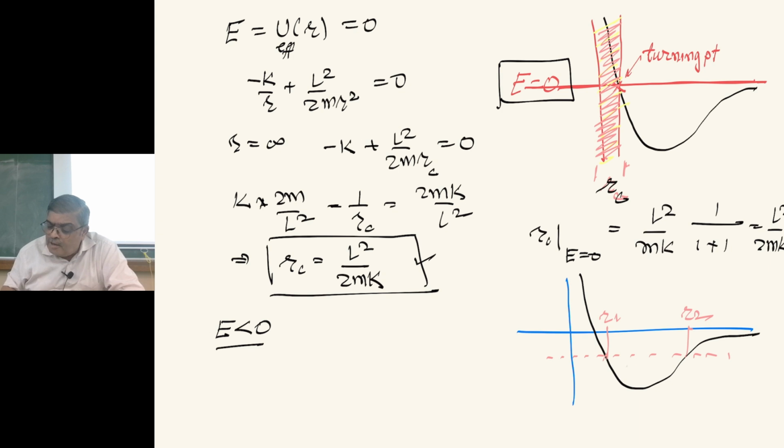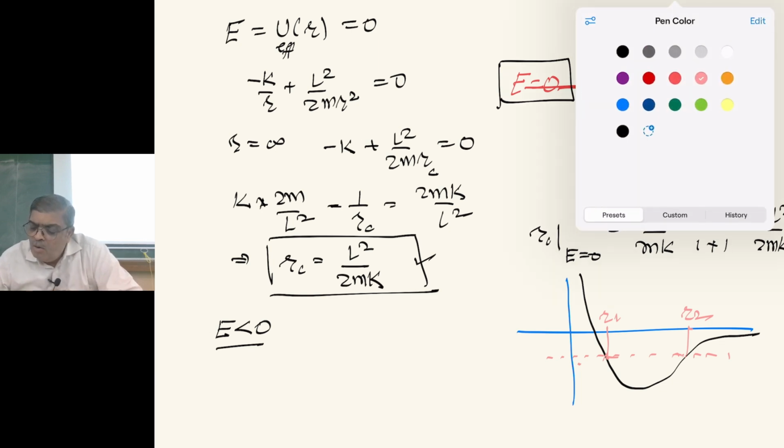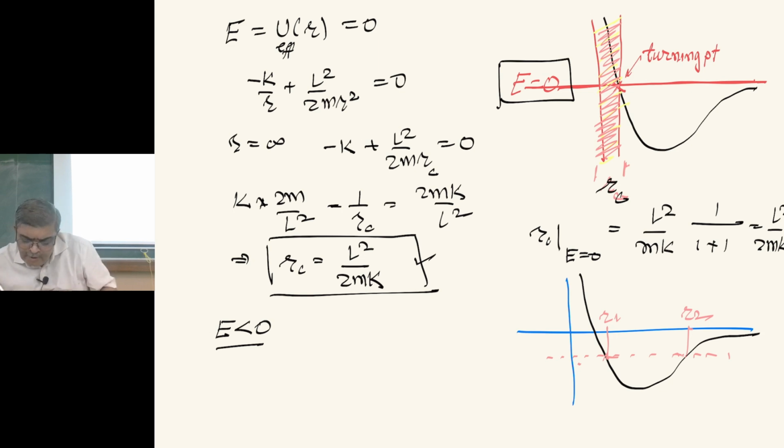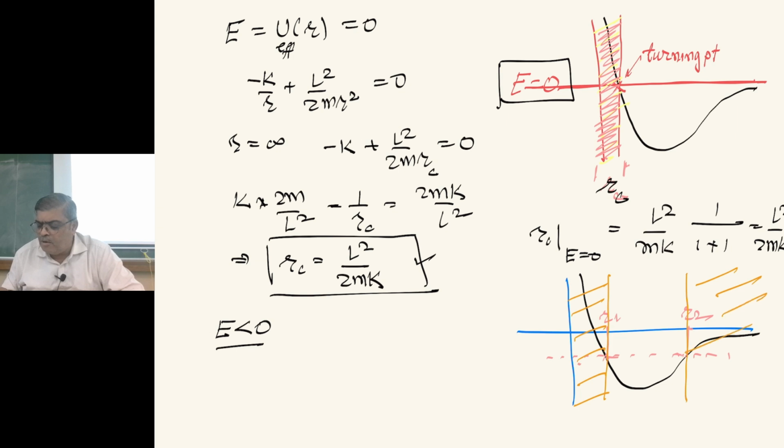And you can see that the particle is completely confined in this region only. It cannot go here because that is forbidden. It cannot go here because that is forbidden too. So both of these regions are forbidden. So if I draw a vertical line over here and a vertical line over here, then this region is forbidden and all of this region is forbidden. So the particle is only confined to this small region.